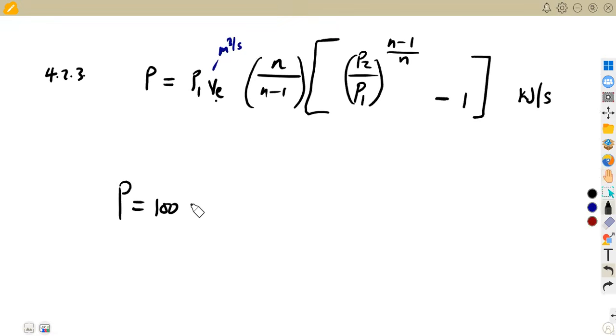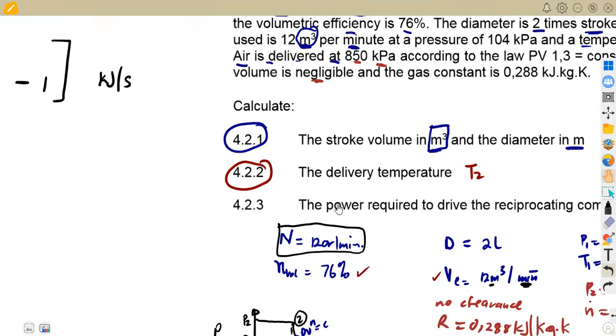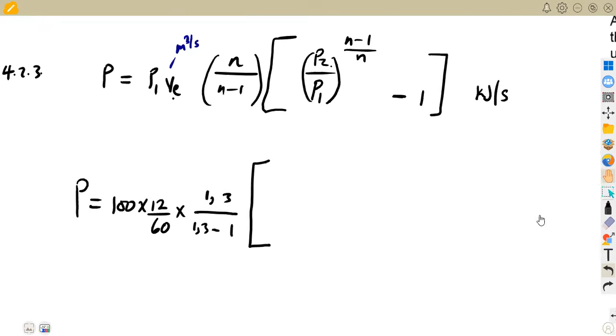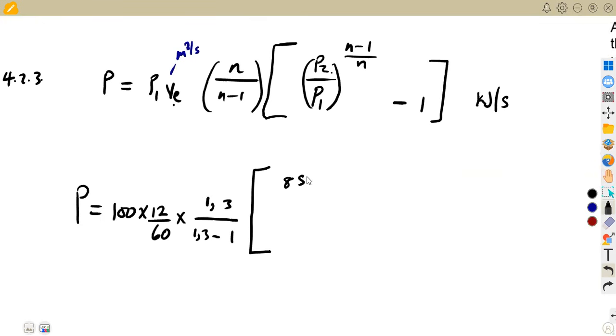All right, so this is going to be times 12 over 60 times N. Remember, our N is 1.3. So our index of compression is going to be 1.3 over N minus 1, which is 1.3 minus 1, into P2 over P1. These are the pressures again in kilopascals. Remember, P2 here was 850, P1 is 104. So it's going to be 850 for P2 over 104.